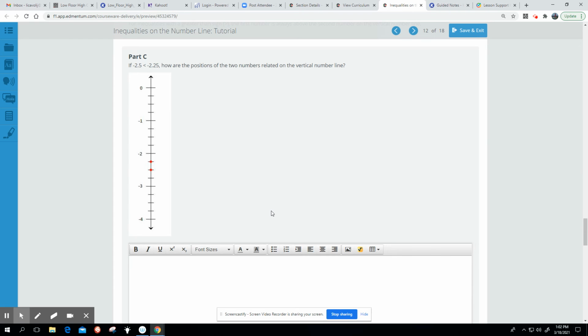If negative 2.5 is less than negative 2.25, how are the positions of the two numbers related on the vertical number line? The number negative 2.5 is below the number negative 2.25.